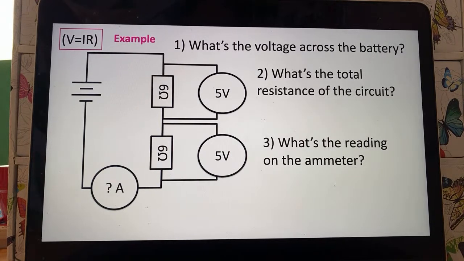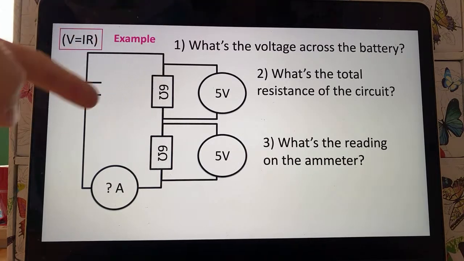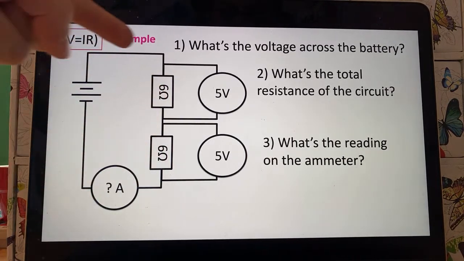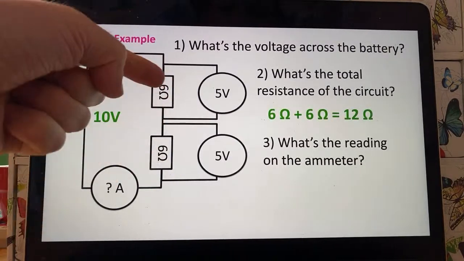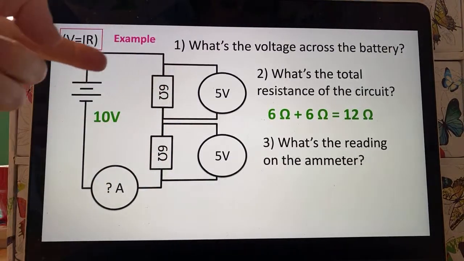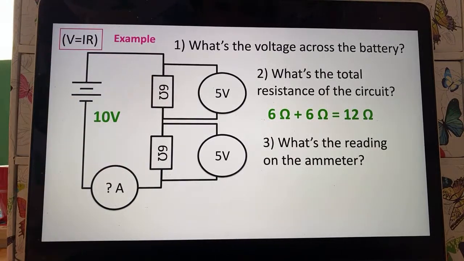Actually, it's pretty easy, isn't it? All right, I'm just going to go for it. The voltage across the battery is just obviously all the voltages added together, which is 10 volts. And the total resistance of the circuit, you just add the resistances together, yeah? So the total resistance, you've only got 2 things, so it's 12 ohms.